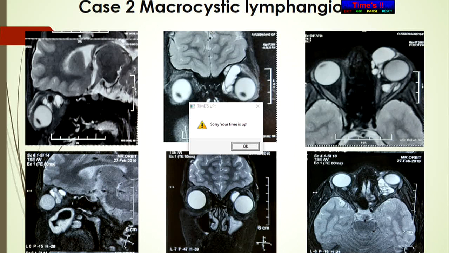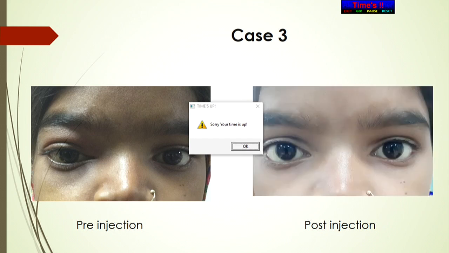Okay, so I think we'll just take the last few slides. Can you just take off this?